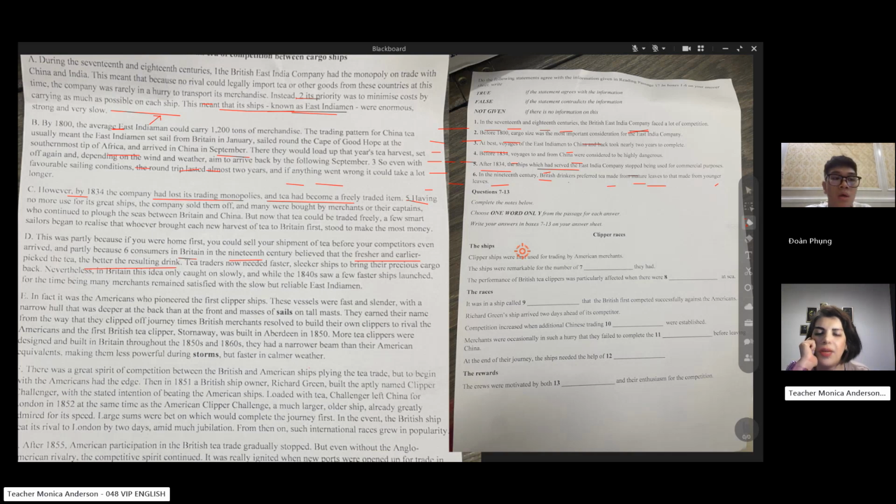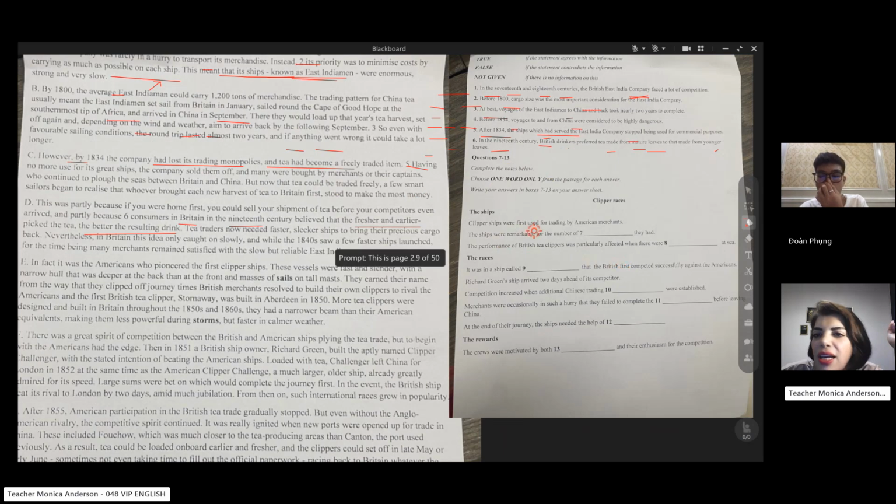False. Of course, false, because we have the paraphrase. They believe that the fresher and the earlier you pick the tea, the better. Okay, now the second one, complete the notes. Write one word only, no more than one word.